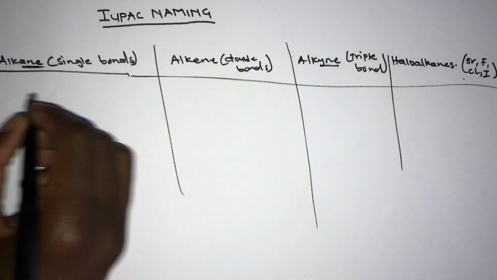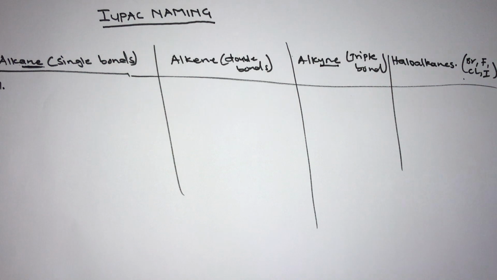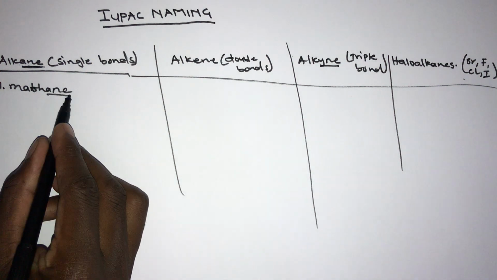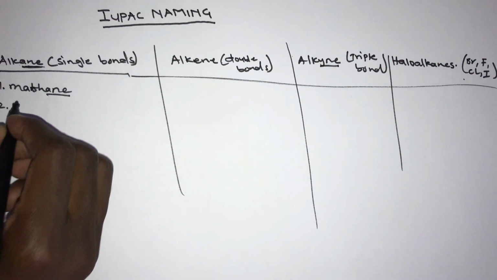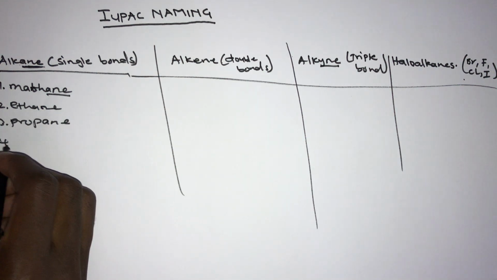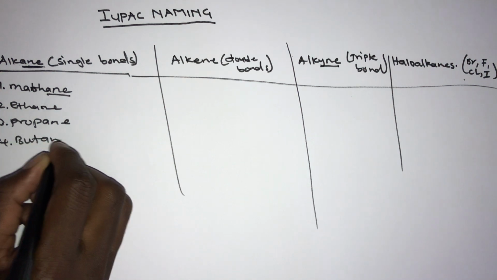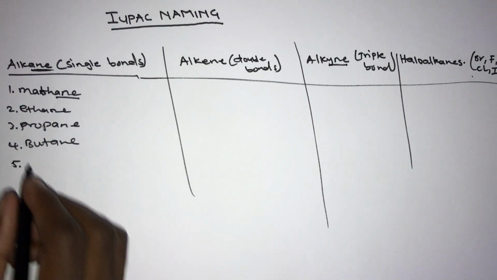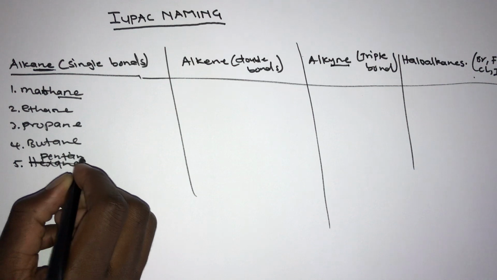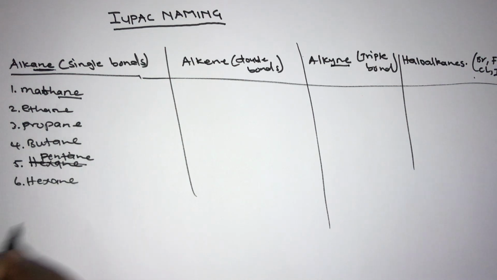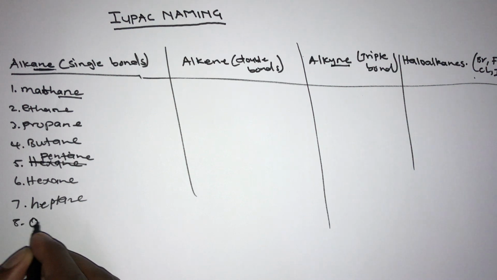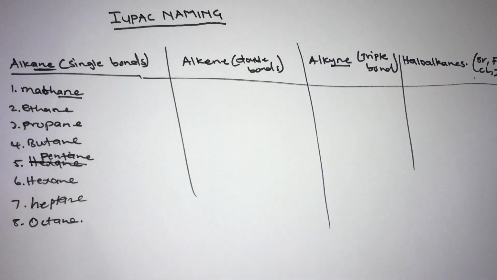So here, if the structure is one carbon atom, since it's alkanes, we call it methane, the ending ANE. 2 ethane, 3 propane, 4 butane, 5 pentane, 6 hexane, then 7 heptane, then 8 octane. So we take them up to 8 in this level.